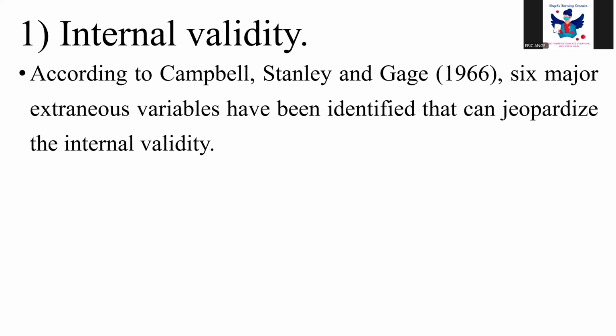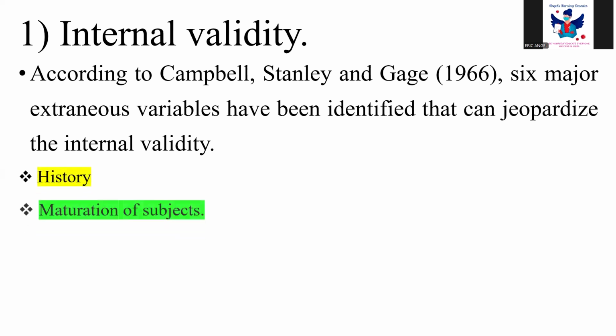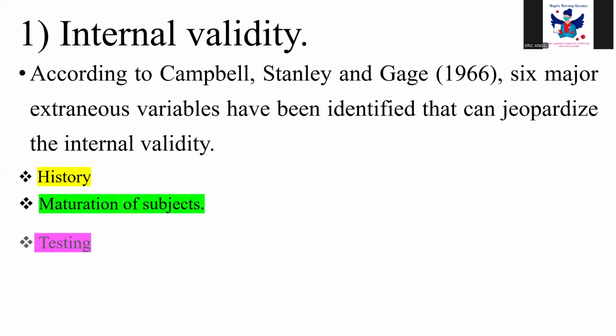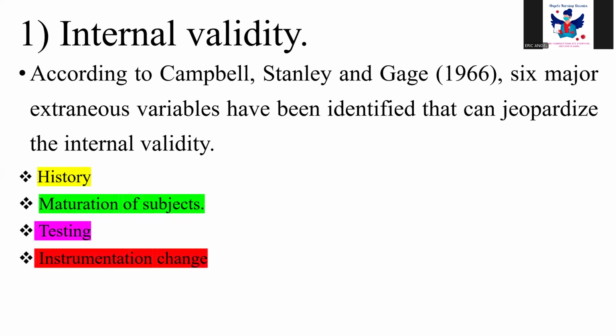According to Campbell, Stanley, and Gage in the year 1966, six major extraneous variables have been identified that can jeopardize the internal validity. They are known as threats to the internal validity and are as follows. First, history. Second, maturation of subjects. Third, testing. Fourth, instrumentation change. Fifth, mortality. And the last is selection bias.